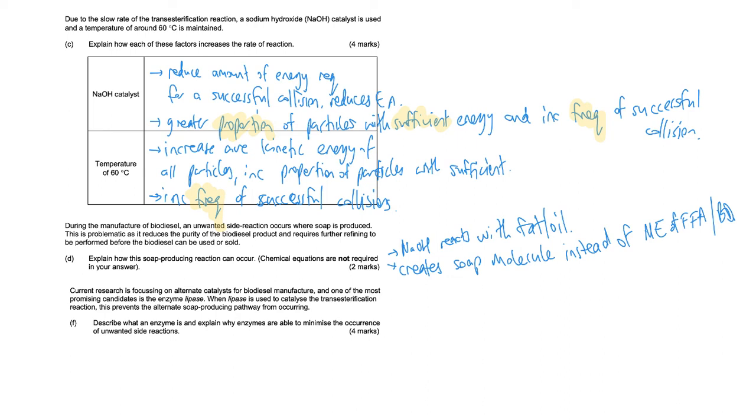Okay, current research is focusing on an alternative catalyst for biodiesel manufacturers called lipase. When lipase is used to catalyze the transesterification, this prevents the alternative soap producing pathway. Describe what an enzyme is and explain why enzymes are able to minimize the occurrence. Okay, so this is about enzymes. So, what is an enzyme? Enzyme equals biological catalyst. Okay, so then what else? Explain why enzymes are able to minimize the occurrence.